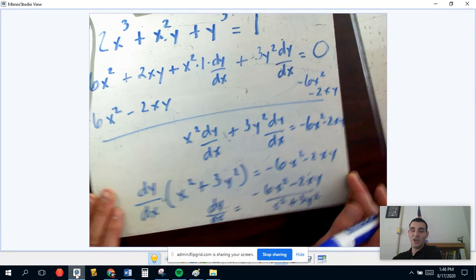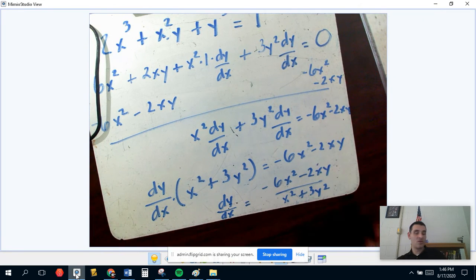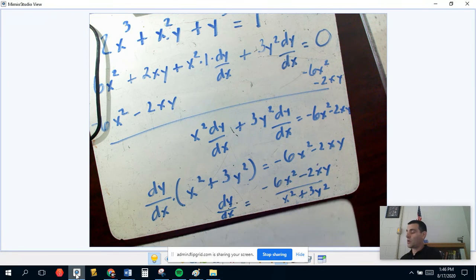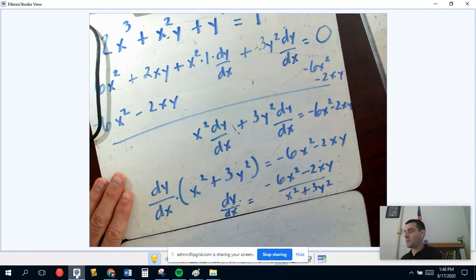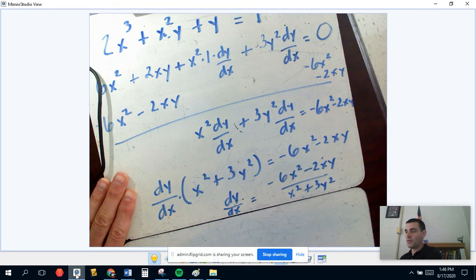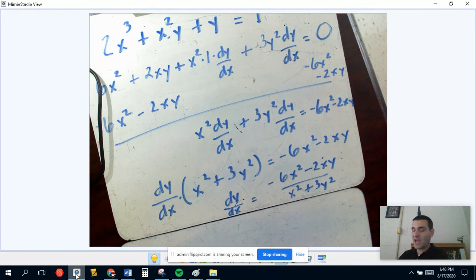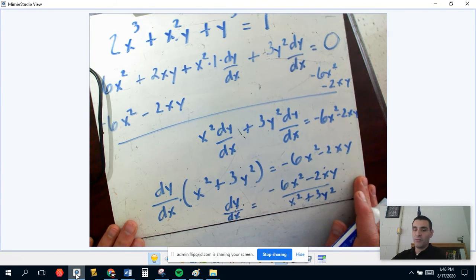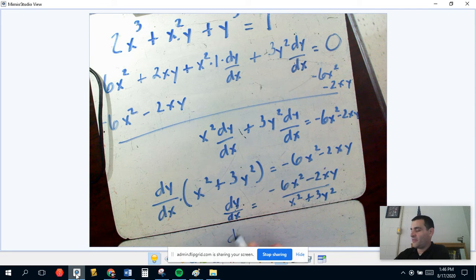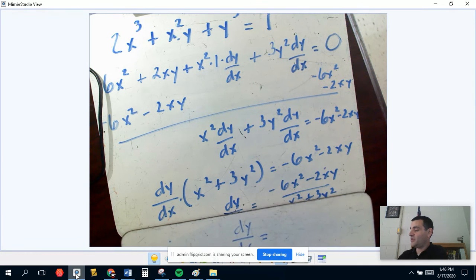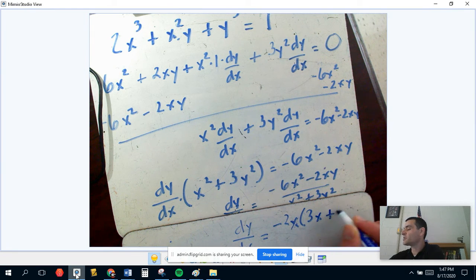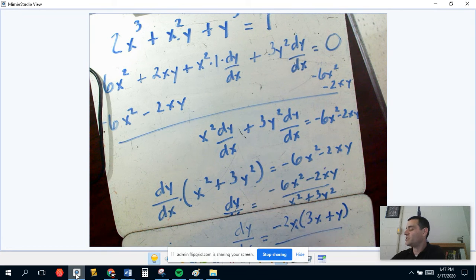And some instructors will require you to simplify this a bit more, which is one of the big issues in calculus. When are you done? When is the simplification sufficient? But here, as you can see, we can factor out a negative 2x out of there. We'd have 3x, plus y. And then just keep the denominator.